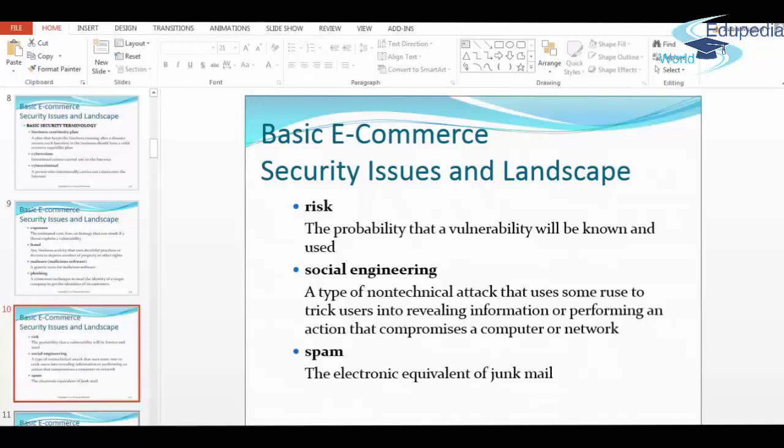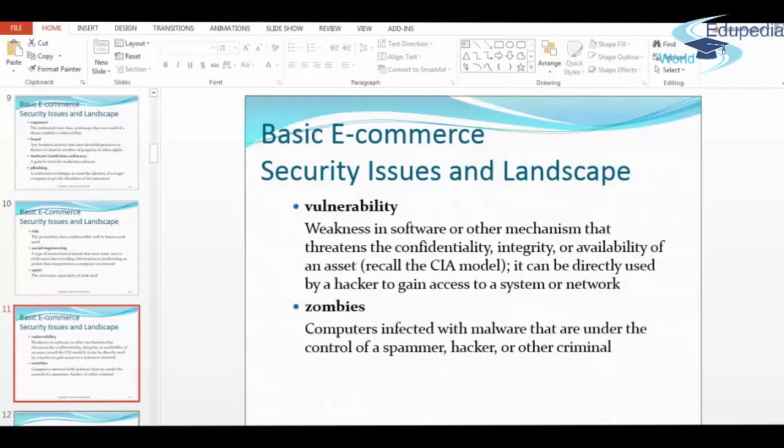Okay. Spam is the electronic equivalent of junk mail. We all know what spam is. It's in the spam box in your inbox, where all your junk mail is situated.